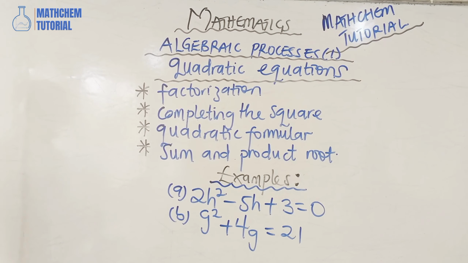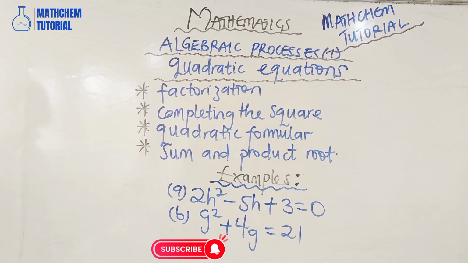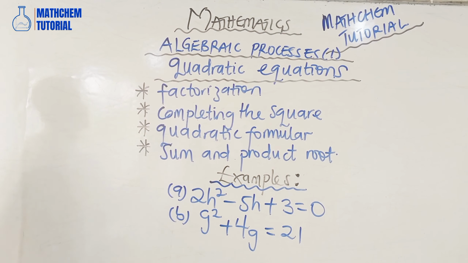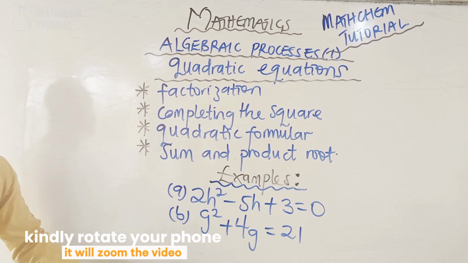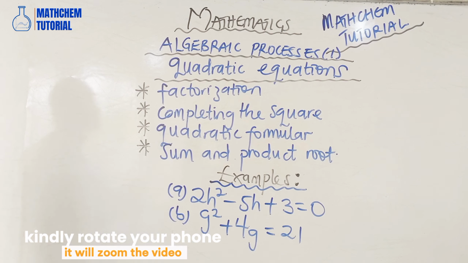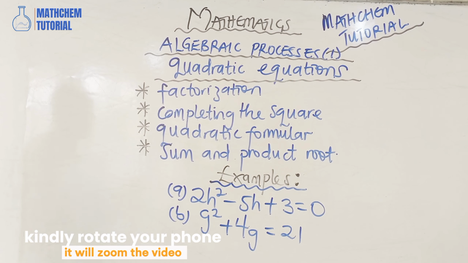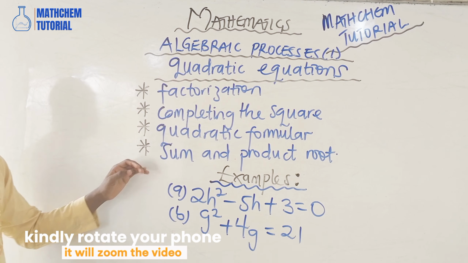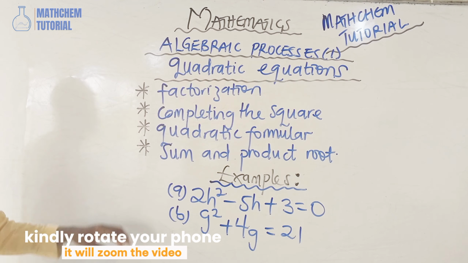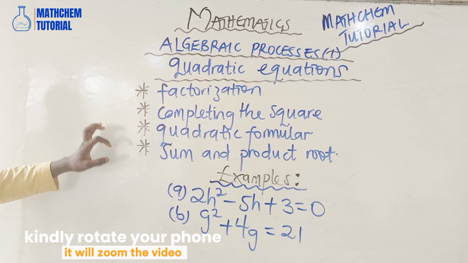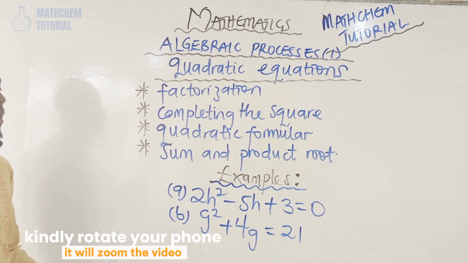This video will be looking into algebraic processes 1, whereby the subtopic we'll be looking at is quadratic equations. So you also have the graphical method, but this video is going to contain only these 4 methods of solving quadratic equations: factorization, completing the square method, quadratic formula method, and sum and product rule. The graphical method will not be in this video because of the availability of the graph board. So that is why I will not include the graphical method in this video.